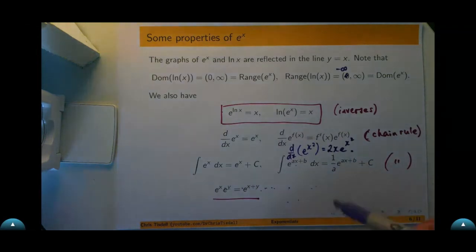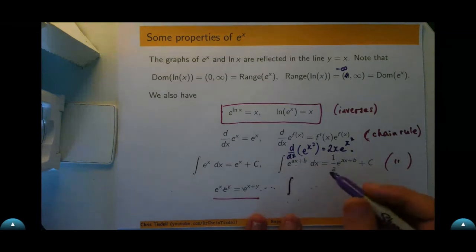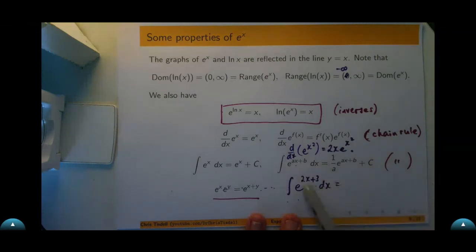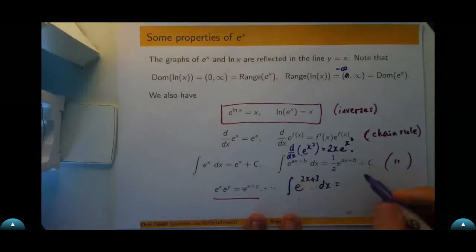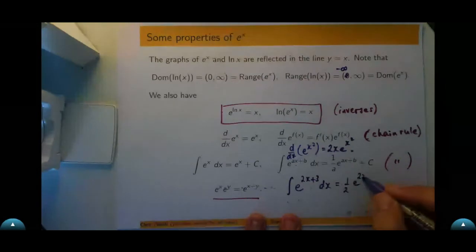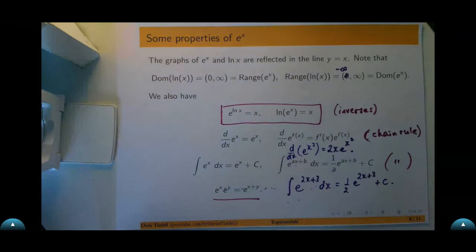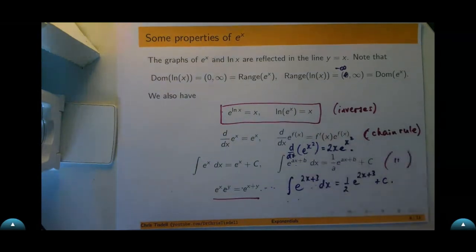Okay, what about this one? Well, if I'm integrating, what have I got? E to the 2x plus 3. Okay, well, I divide by this coefficient and keep everything the same. Okay, so you can sort of do those directly, or you can invoke the chain rule if you want to.